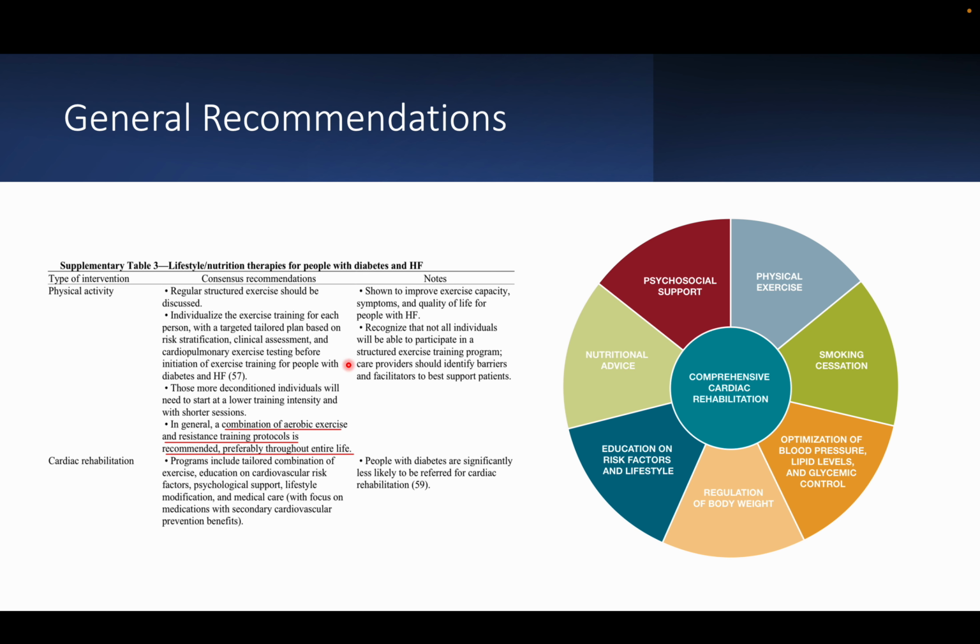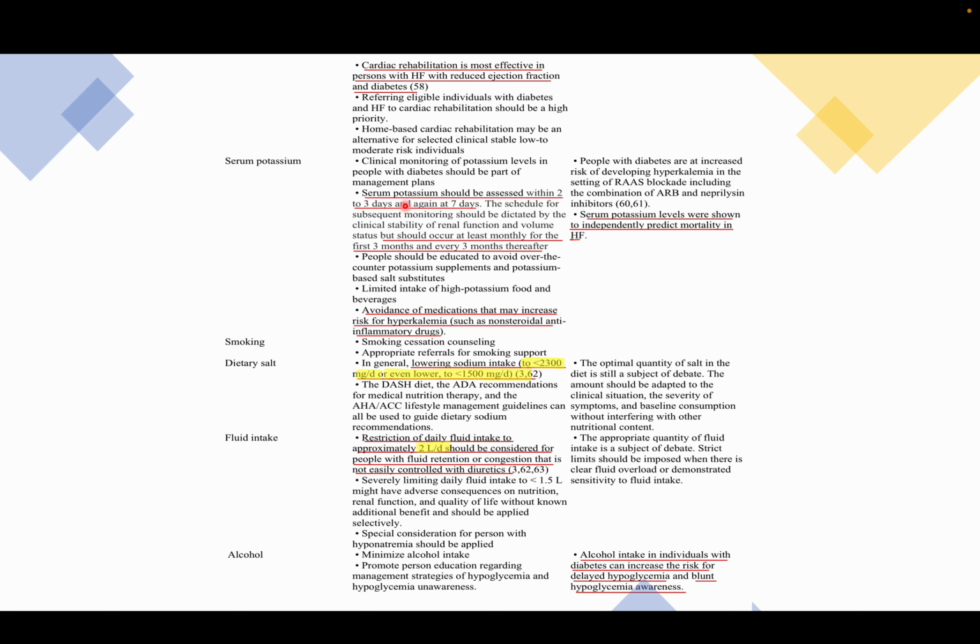So what is the general recommendation? First, you advise physical activity that combines both aerobic and anaerobic activity. Also, serum potassium should be continuously monitored. Any rise in serum potassium is associated with predicted mortality in heart failure. Avoid smoking, and avoid dietary salt.